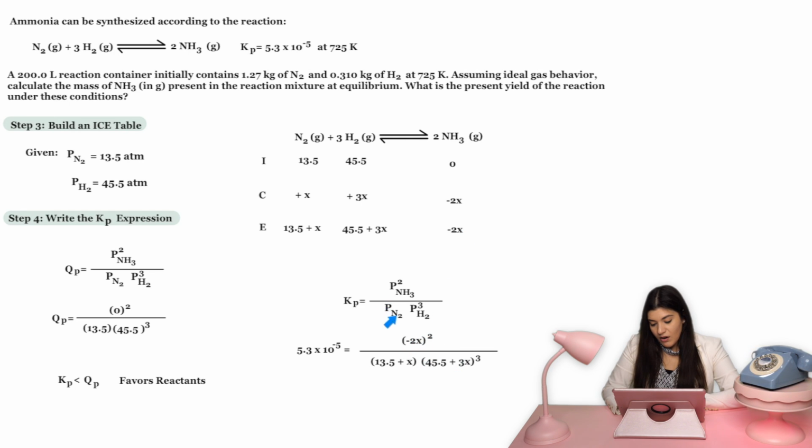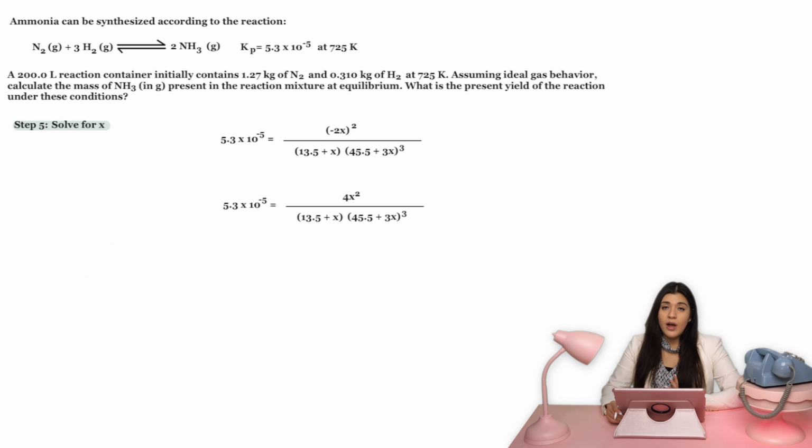And then next, our partial pressure of N2 at equilibrium is such. And same with H2. And then of course, don't forget to put your exponents because that is going to make a difference. And then finally, what I did here was I plugged in our actual value for KP because that was given initially. The whole point of this now is to solve for x. So that's where we're headed with this. So we're solving for x in this case.